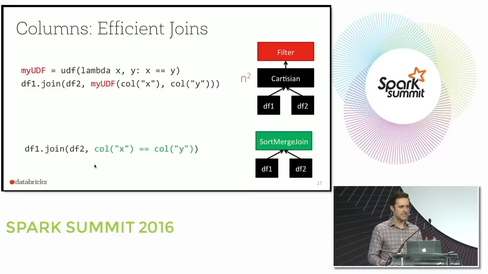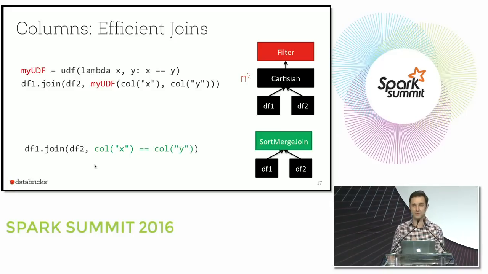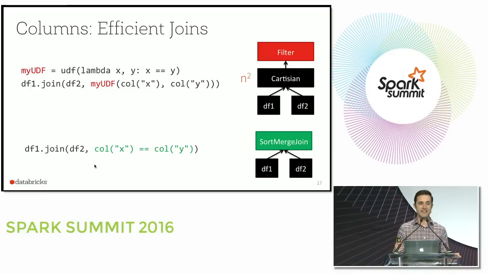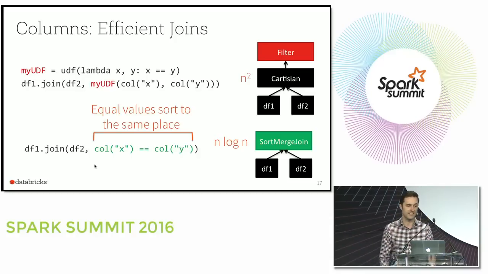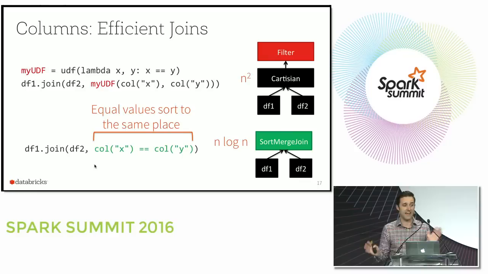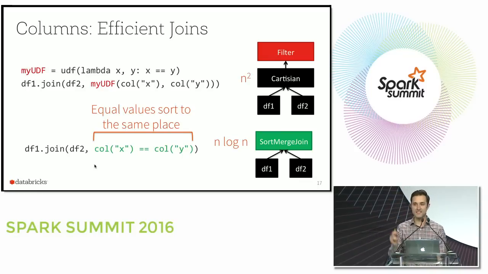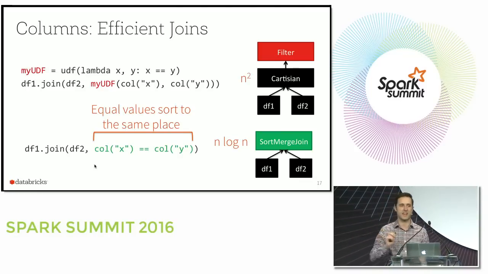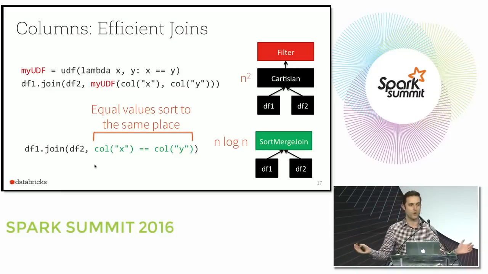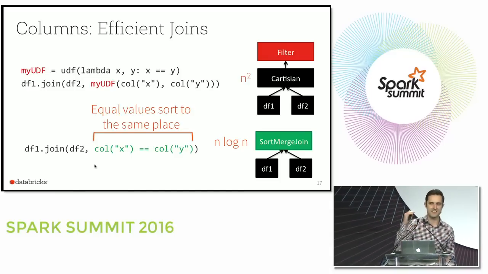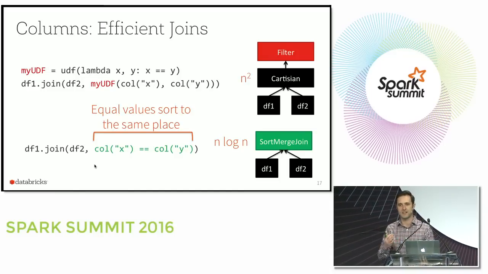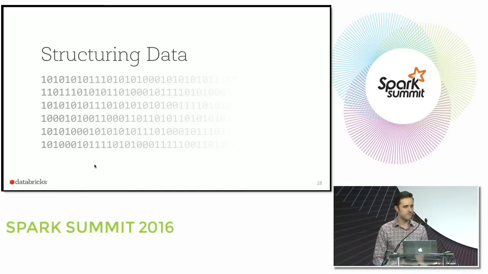But if instead you specify this as a column expression, you say x equals y, what we're going to do is take the data, hash partition it across the cluster using a shuffle, and then build hash tables on either side so that we can do this very efficiently. It'll end up being something like n log n if we use merge sort. And the key insight here, the thing that Spark understands, is if I take a giant data set and sort it, if the columns are equal, they'll sort to the same place. And so now we can leverage that to do a much more efficient computation than the Cartesian product. So that's the idea with computation.